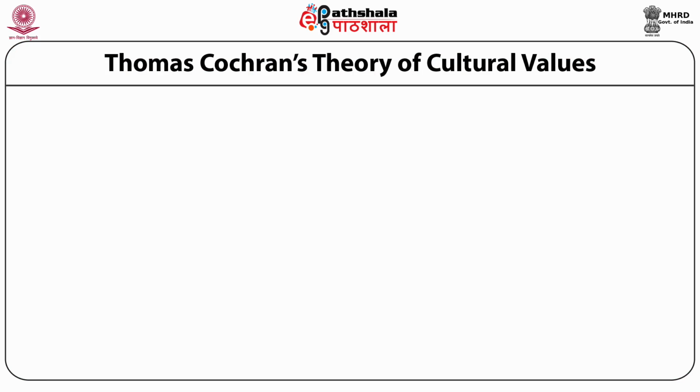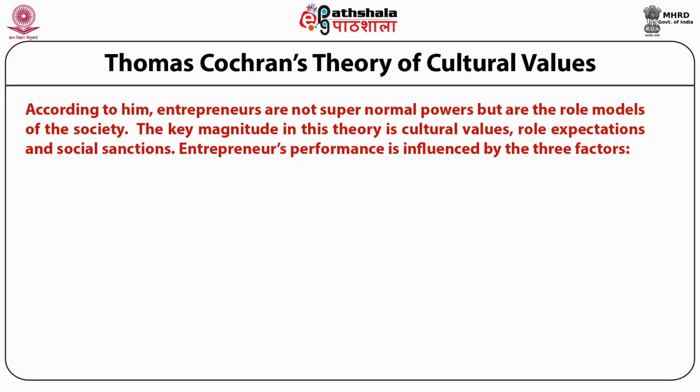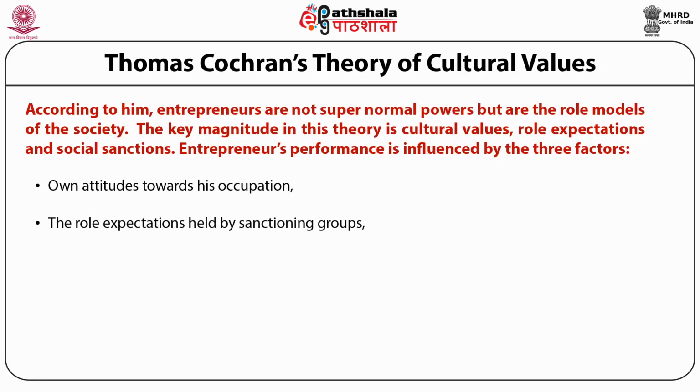Thomas Cochran's theory of cultural values. According to him, entrepreneurs do not have supernormal powers but are the role models of the society. The key magnitudes in this theory are cultural values, role expectations, and social sanctions. Entrepreneurs' performance is influenced by three factors. One is their own attitudes toward the occupation. Secondly, the role expectations held by the sanctioning group.